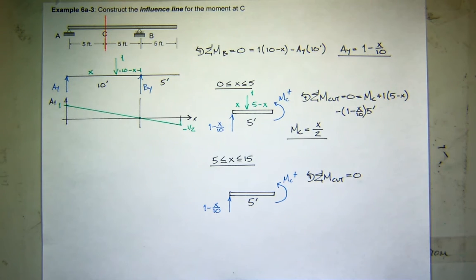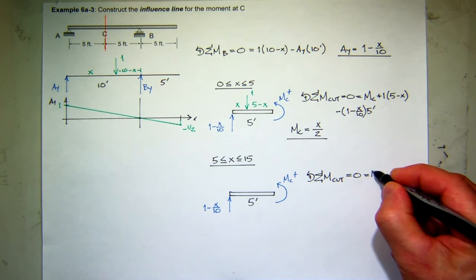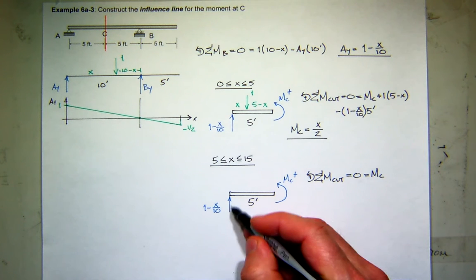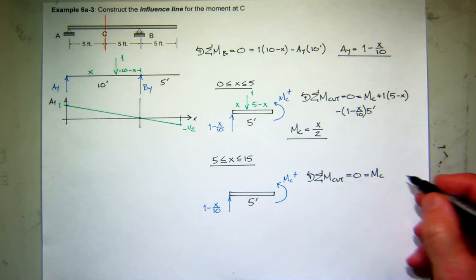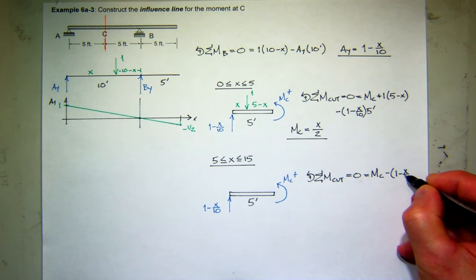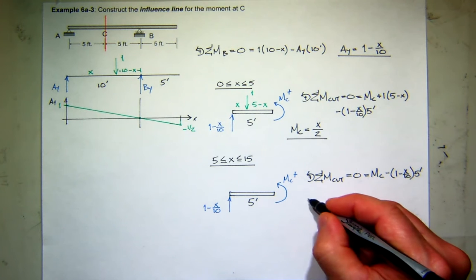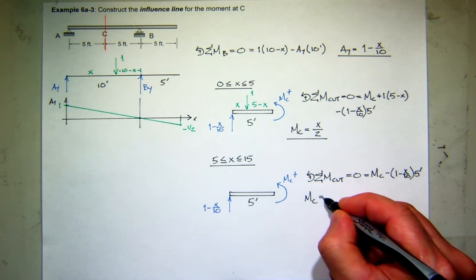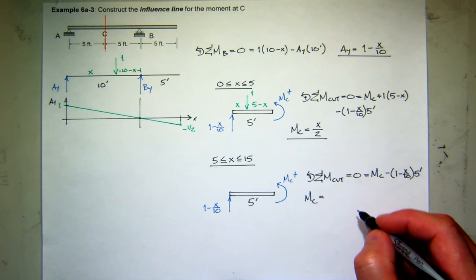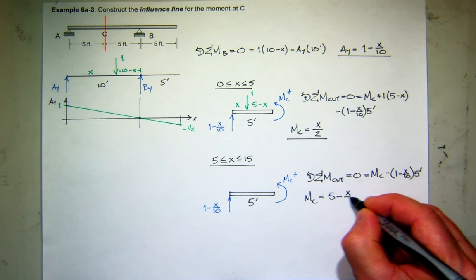I'll set an equilibrium. So I start off with my internal moment, which is positive. And this reaction creates negative moment. It has a value of 1 minus x over 10. That's the force, and the distance is 5. So it looks like my moment at C is just going to be 5 minus x over 2.